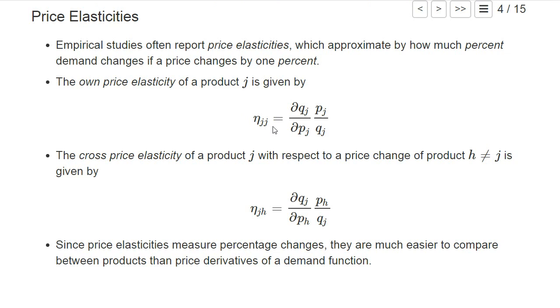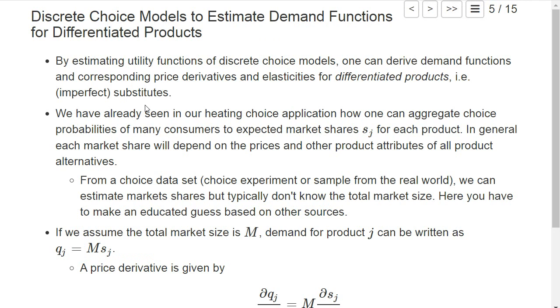So the own price elasticity of product J is just given by the own price derivative multiplied by the price divided by the amount sold. And we have a similar formula for cross price elasticities. Since price elasticities measure percentage changes, they are much easier to compare between products than if we would directly compare price derivatives.